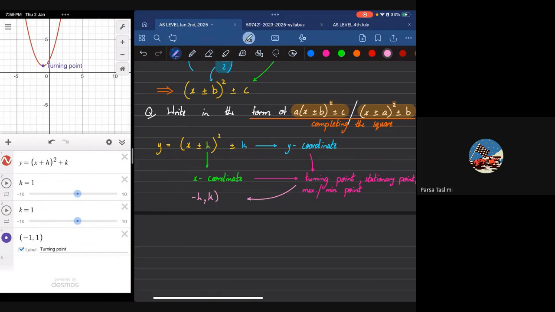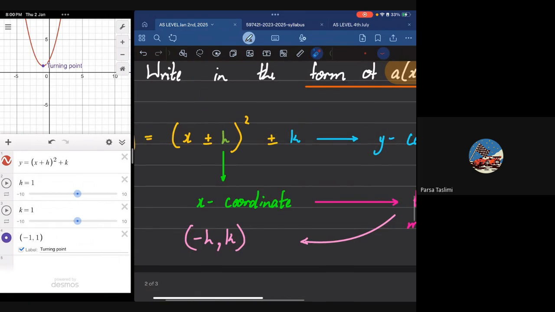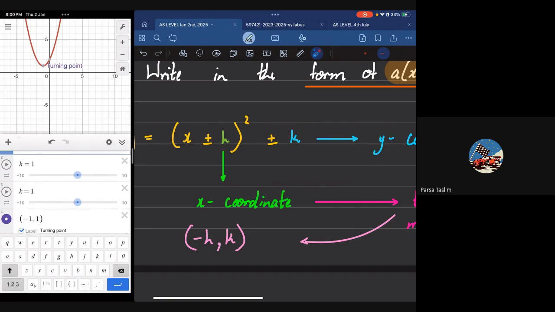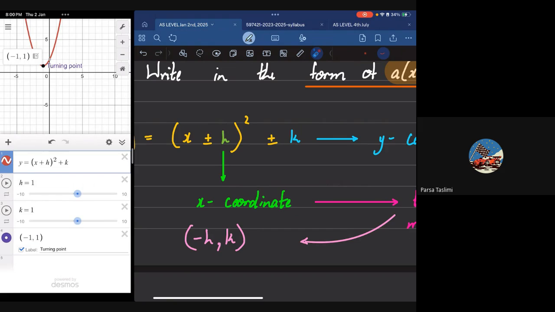Negative H and K means that whatever the sign you have inside the bracket for your H, the opposite is going to be for the x coordinate. So the opposite is going to be for the x coordinate. How so? If h is positive inside the bracket, just as you guys can see over here, h is positive inside the bracket. But if you look at this turning point, the value of h is negative.